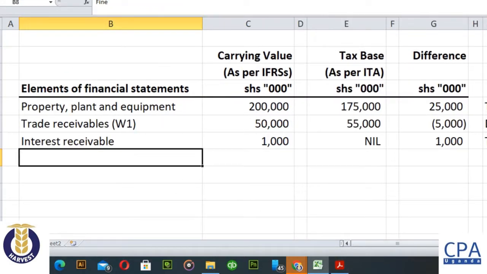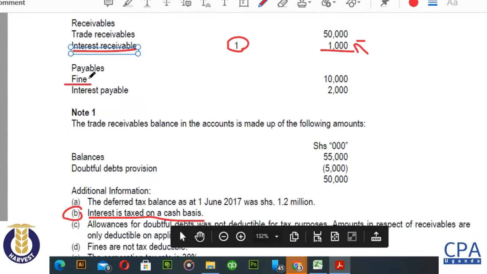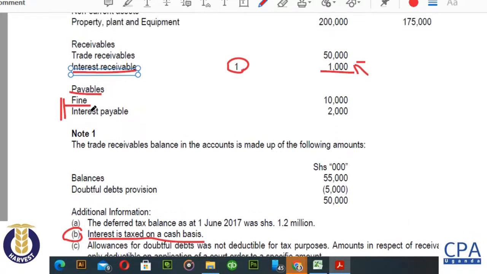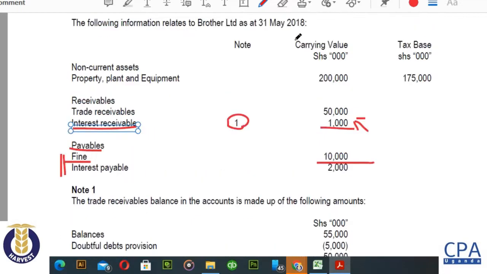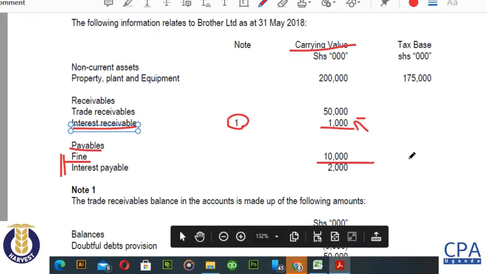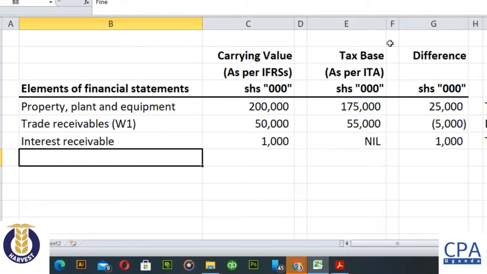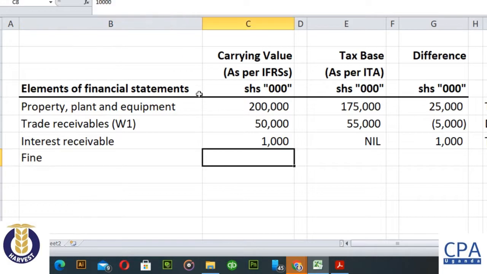Next, you see in our question that we have a fine. This is now under payables. We have two elements under payables: the fine and interest payable. The fine has been recorded by the accountant as 10 million. It has a carrying value of 10 million. So we need to determine the tax base. I come back to my deferred tax computation schedule, and I recognize the fine as 10 million carrying value.